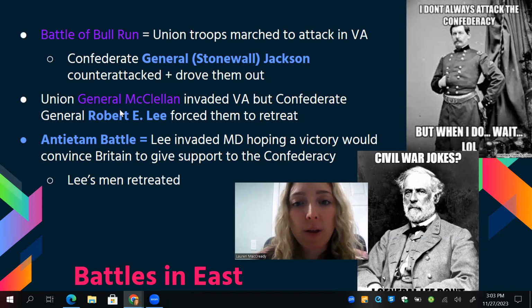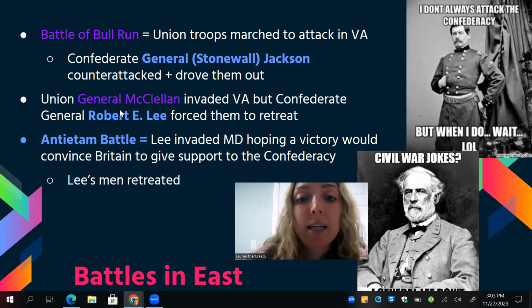Antietam is that third battle that I will ask you guys to know in terms of the ranking of them. So why is Antietam so special? Robert E. Lee, now the South is going to launch their first major attack in Maryland, and they're hoping that this will be their Saratoga. If they can secure this victory, it'll convince Great Britain to help them. Kind of like when we won Saratoga, it helped convince France to help us. So they're hoping that this will be their Saratoga.